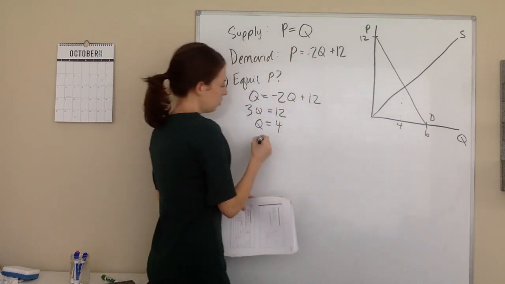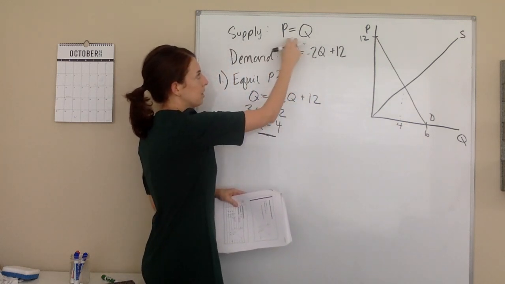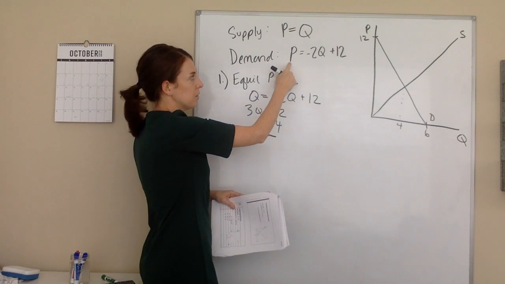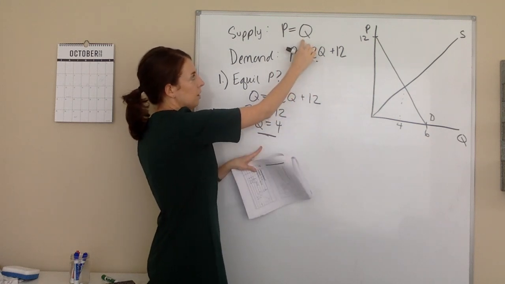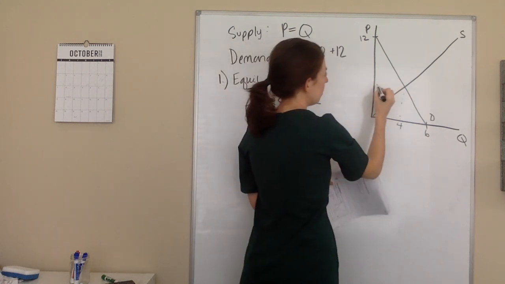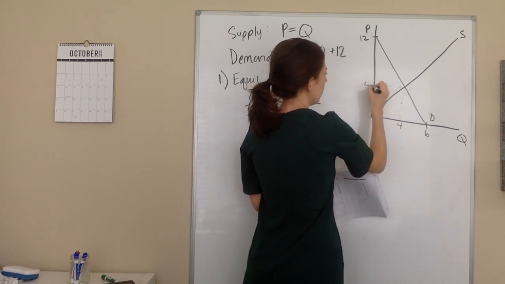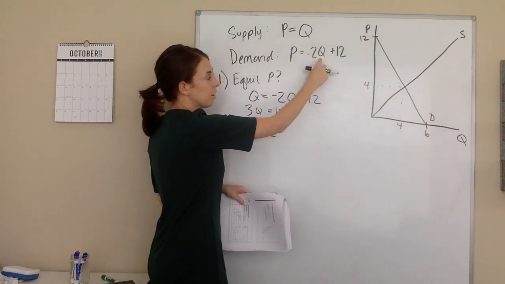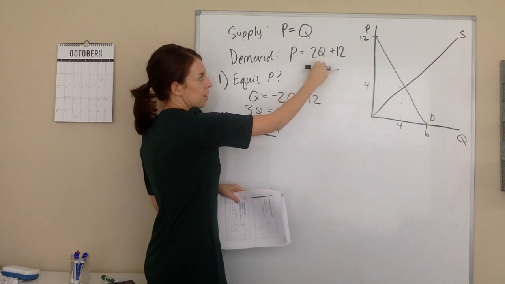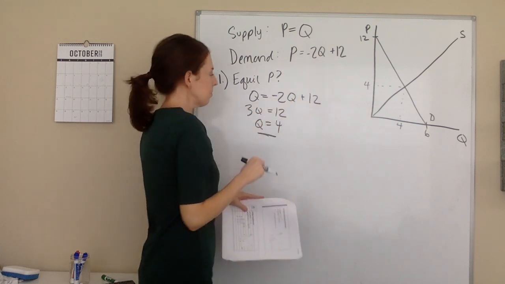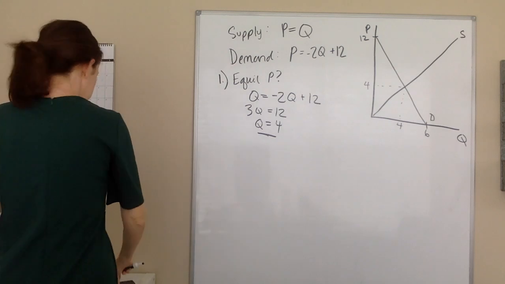So we can take this Q equals 4 and plug it into either one of these equations, and that will give us the price. If you plug 4 in here, you get the price equals 4. Alternatively, you could put a 4 in here. This will give you negative 8 plus 12, that would be 4 as well. So we've solved for equilibrium price.